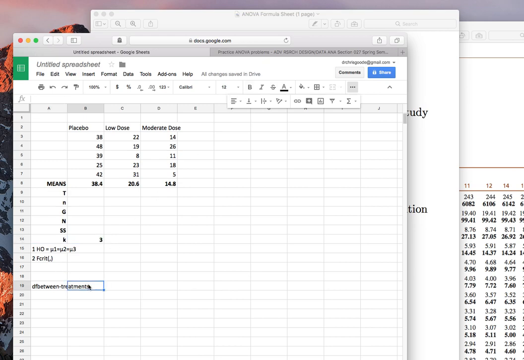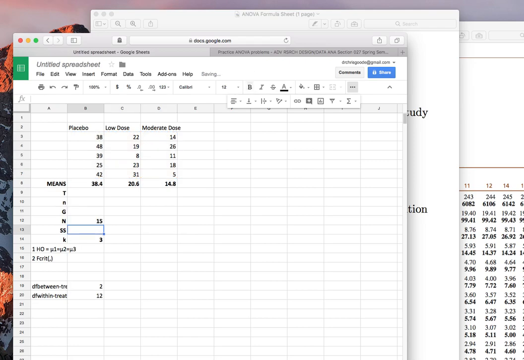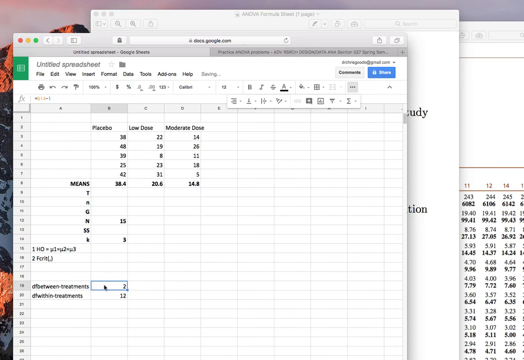Degrees of freedom between treatments is just k minus 1. Degrees of freedom within treatments, that's going to be our denominator degrees of freedom, is equal to big N minus k. Alright, it's returning -3 because we haven't counted our n yet, but we can do that by counting how many scores we have. And then, once again, we're looking at 2 degrees of freedom in the numerator, 12 degrees of freedom in the denominator.